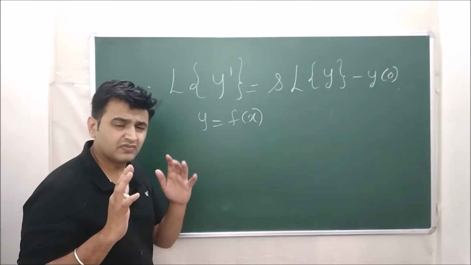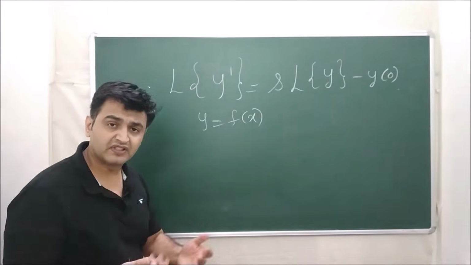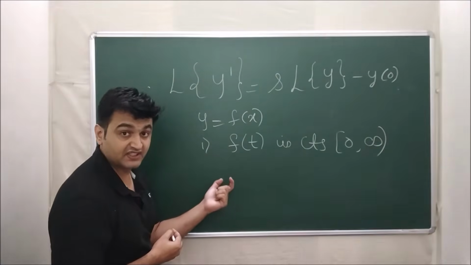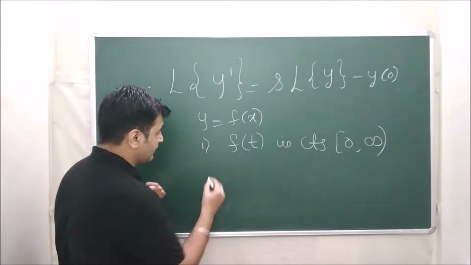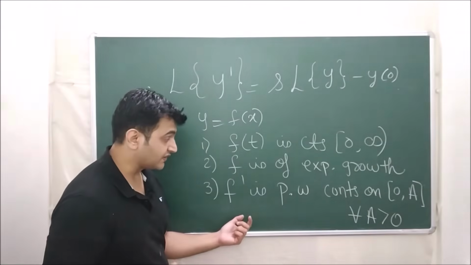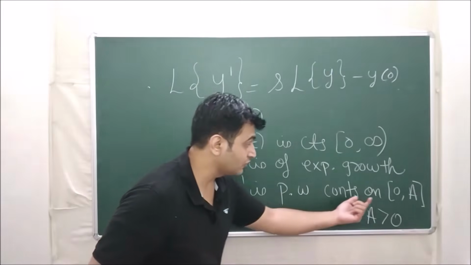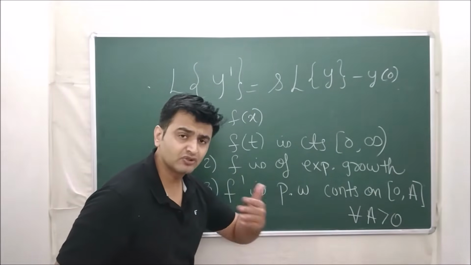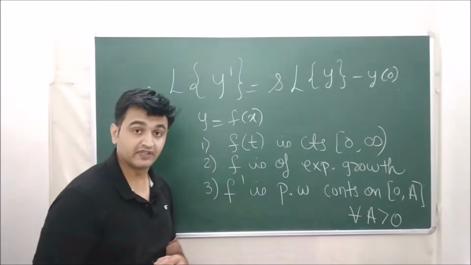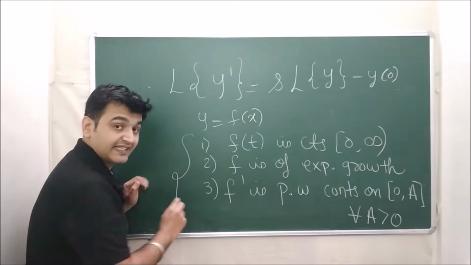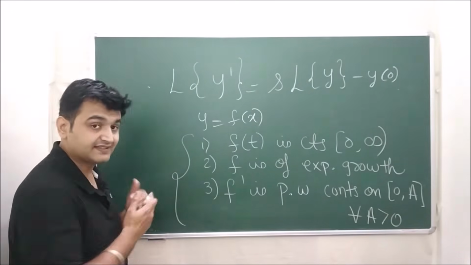Obviously, we will assume nice things. That means we will assume the function is nice. Nice as in what? I will assume that our function is continuous on 0, infinity, your function obeys exponential growth, and the derivative of the function is piecewise continuous on 0, a for all a positive. In short, it is piecewise continuous on closed 0, open infinity. So for this to hold true, we will assume our function is a nice function, nice as in it satisfies these three conditions.